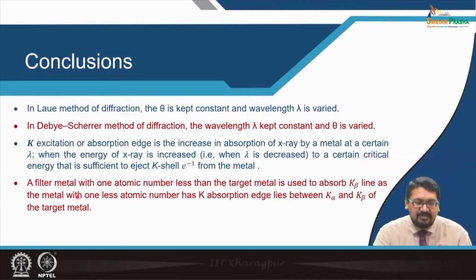So, the filter material used has an atomic number one less than the target metal, so that it can absorb the K beta line. So, in case of copper, nickel is used as a filter, as the metal with one atomic number less has a K absorption edge in between the K alpha and K beta of the target metal.